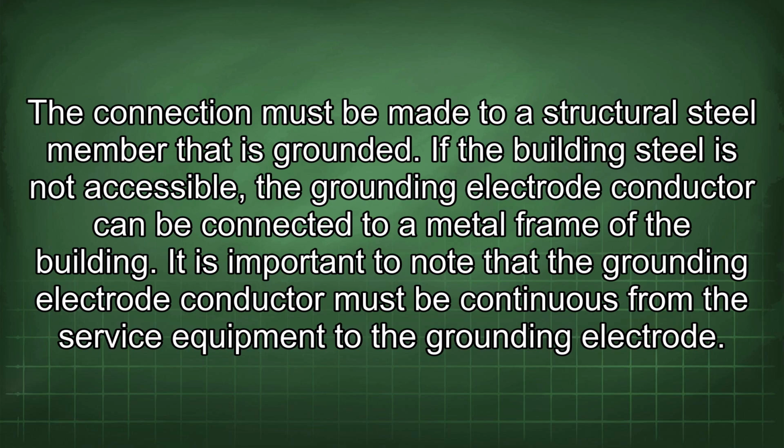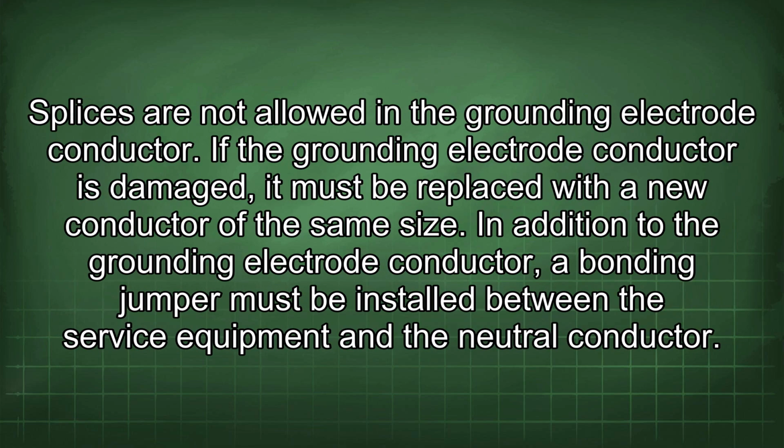building. It is important to note that the grounding electrode conductor must be continuous from the service equipment to the grounding electrode. Splices are not allowed in the grounding electrode conductor. If the grounding electrode conductor is damaged, it must be replaced with a new conductor of the same size.